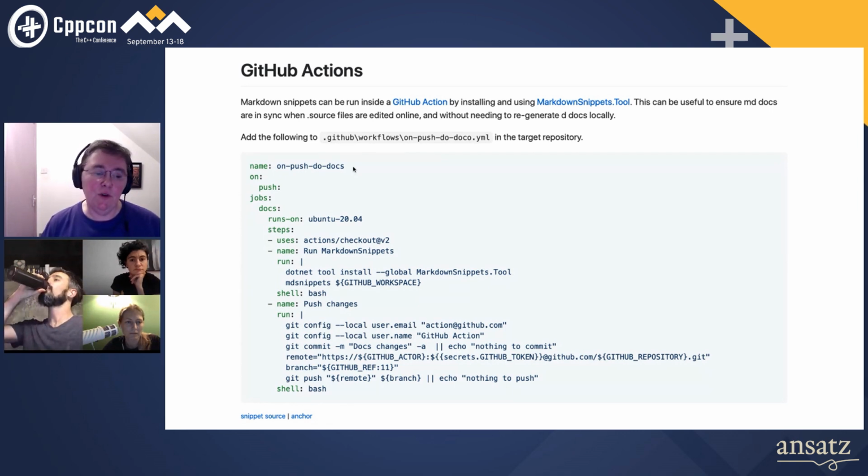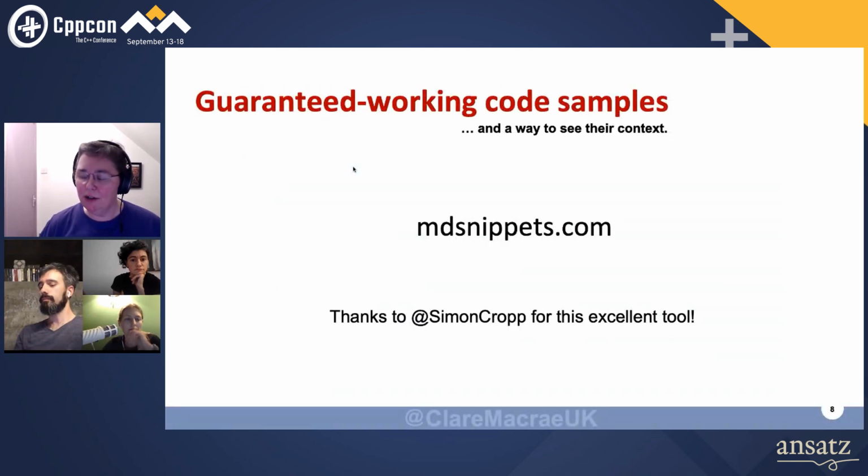We use it for Approval Tests for C++, and rather than retrofitting documentation like this, every time we add a feature, as we're writing the documentation, we plan that it's going to be used. Every time we write a test, we plan that it goes in the documentation. And that is how you get guaranteed working code samples and a way to see their context.